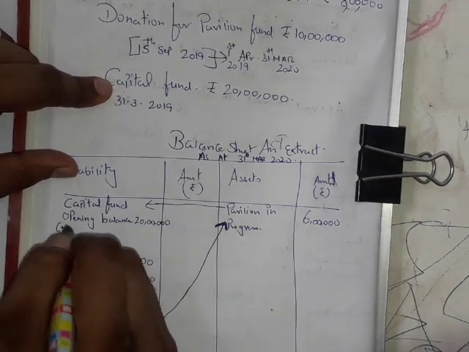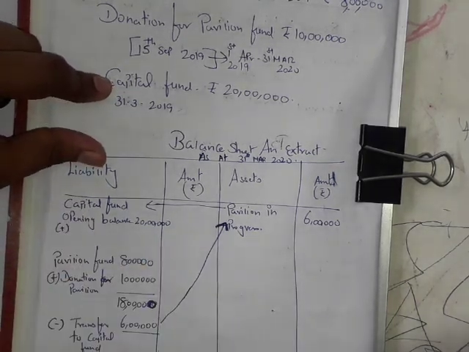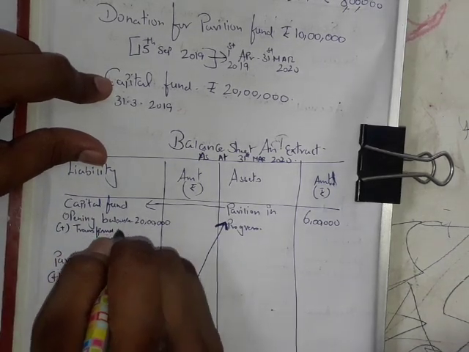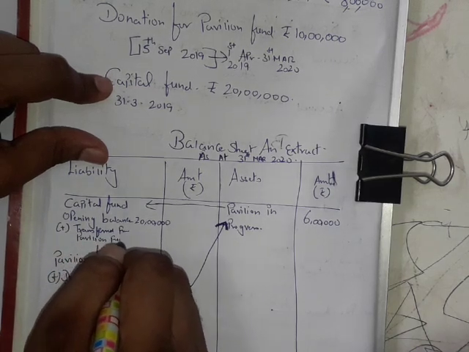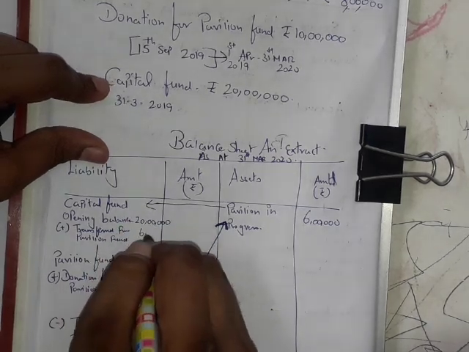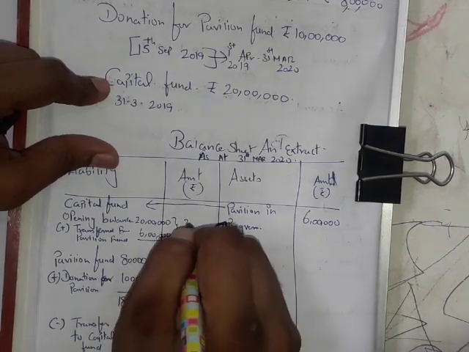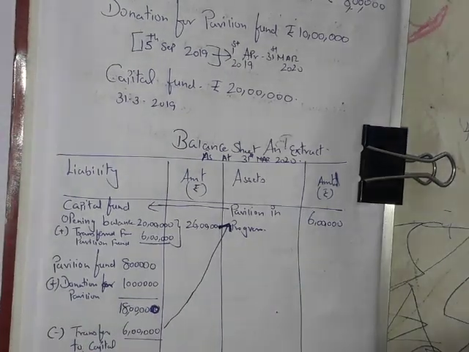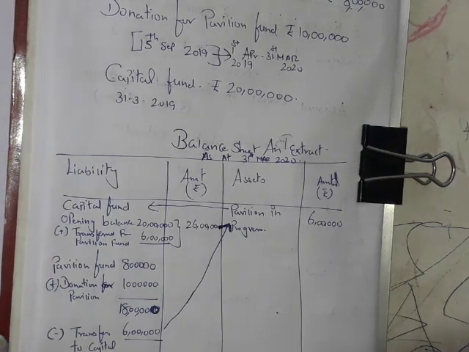To this, I should add my pavilion fund. So transfer from pavilion fund, whatever the amount transferred from pavilion fund. How much is the amount? 6 lakhs. Now these two, if you add, you will get 26 lakhs. So this is a cyclic process. If there is a fund and you are creating an asset out of that fund, it comes under the concept of asset created out of a specific fund.